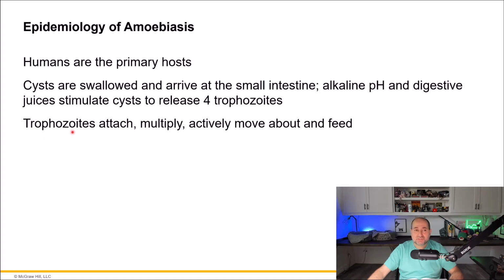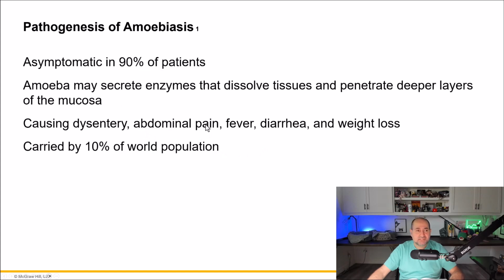Those trophozoites spread in our body or in our intestines. They attach, multiply, and actively move about and feed. 90% of patients with this particular amoeba are asymptomatic. However, the amoeba may secrete enzymes that dissolve tissues and penetrate deeper layers of the mucosa, causing dysentery. Remember, that's bloody diarrhea, abdominal pain, fever, diarrhea, weight loss, and it's carried by about 10% of the world's population.